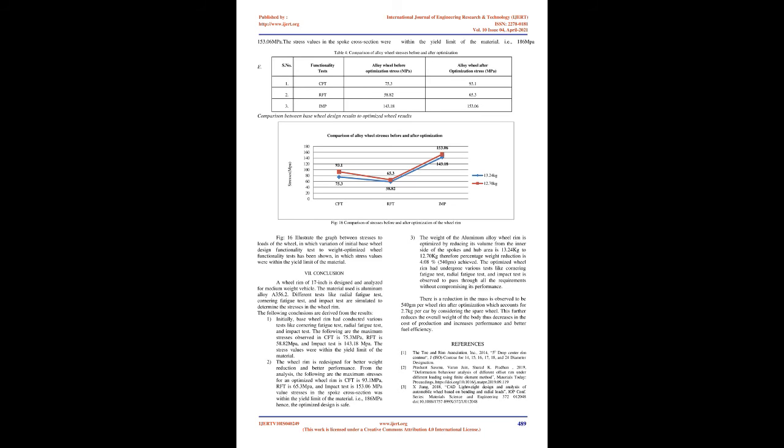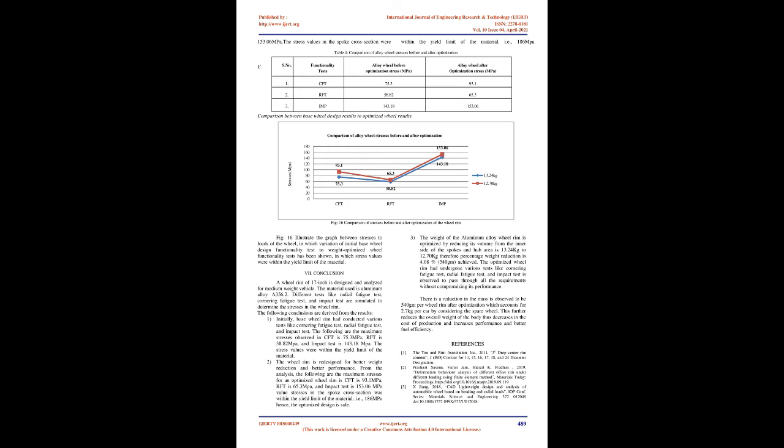Maximum stress values for the optimized model of the wheel. After optimization, weight of the alloy wheel is reduced and analysis carried out on the optimized design. From the static analysis, max stress for CFT is 93.1 MPa at spokes of the wheel as shown in Fig. 13. The max stress for RFT at the edge of the spoke of the wheel is 65.3 MPa as shown in Fig. 14. The max stress for the impact test is 153.06 MPa, ignoring the direct impact region, as shown in Fig. 15. The stresses in the spoke cross-section were within the yield limit of the material.